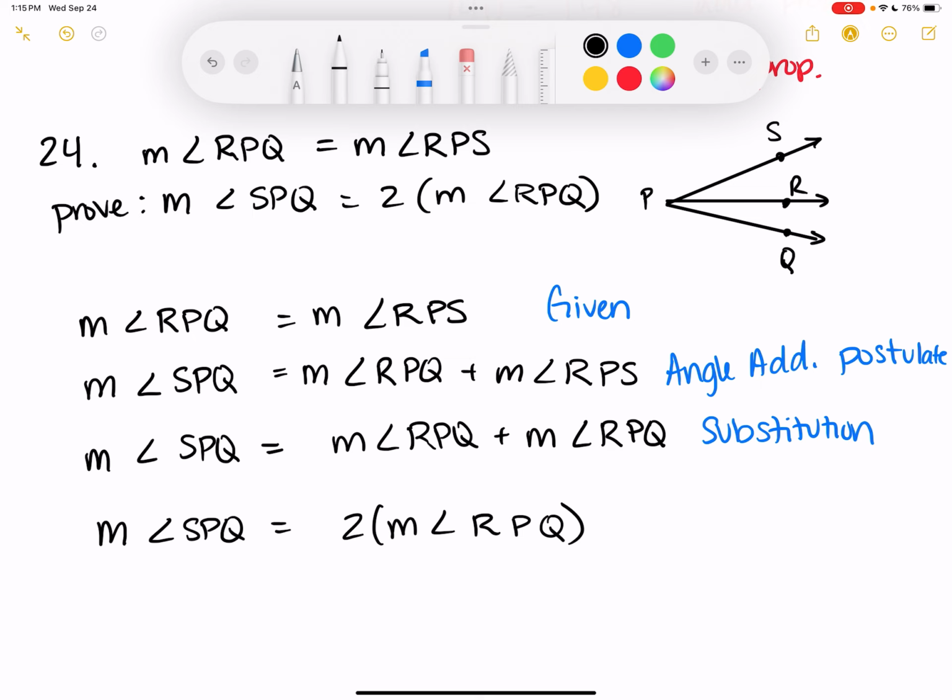How did I get from here to here? You made it distributive. Yep. Exactly. Distributive property.